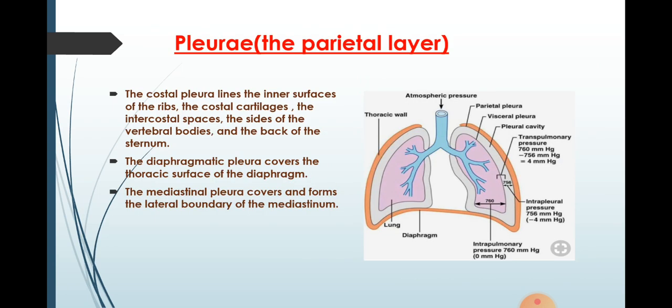The costal pleura lines the inner surfaces of the ribs, the costal cartilages, the intercostal spaces, the sides of the vertebral bodies, and the back of the sternum. The diaphragmatic pleura covers the thoracic surface of the diaphragm. The mediastinal pleura covers and forms the lateral boundaries of the mediastinum.